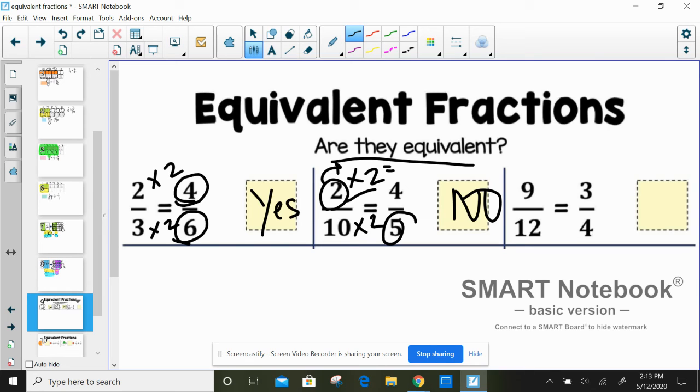See, what about this one here? We don't only have to multiply, we can also divide. I know 9 divided by 3 is going to give me 3, and then 12 divided by 3 does give me 4. This one is equivalent. Okay?